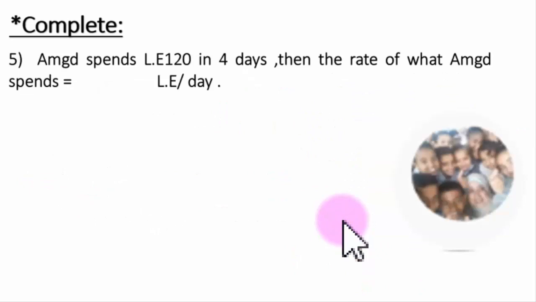Amgad spends 120 pounds in 4 days. Then the rate of what Amgad spent equals... Excellent. Divide 120 by 4. 120 divided by 4 equals 30 pounds per day.